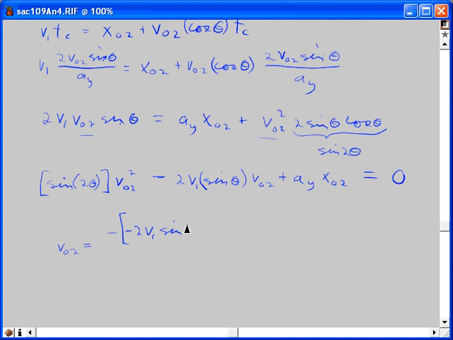2V1 sine of theta plus or minus the square root of B squared minus 4AC. Minus 4. The A is this term, that's the sine of 2 theta. Does that look like a 4? Let's make it look a little bit more like a 4. 4A, and then C is this piece, AYXO2.